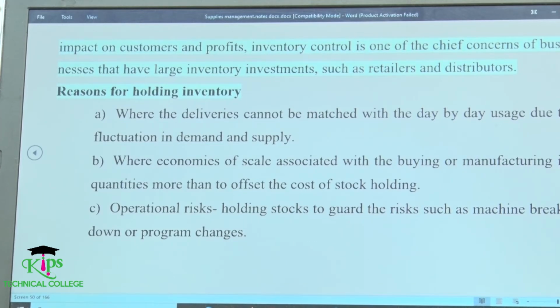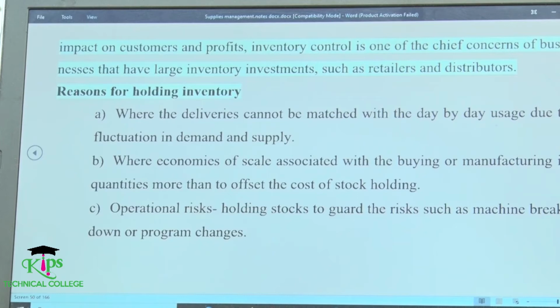So what are some of the reasons that an organization has for holding inventory? One of the reasons is that the delivery cannot be matched with the day-to-day activities or usage due to fluctuation of demand and supply. If you cannot match supply and demand, it is always important for the organization to hold some inventory to be strategic or competitive at the end of the day.